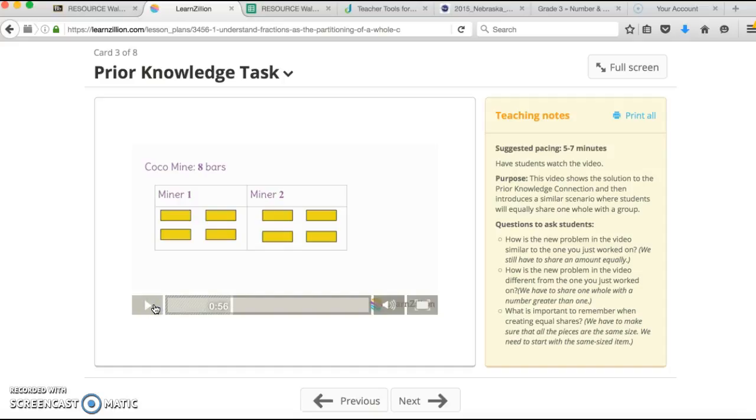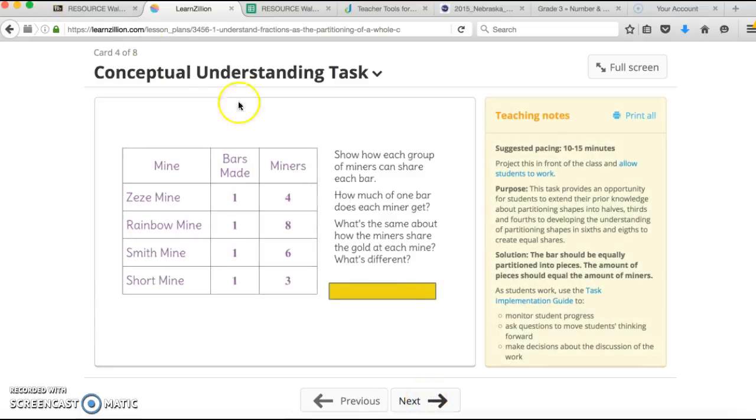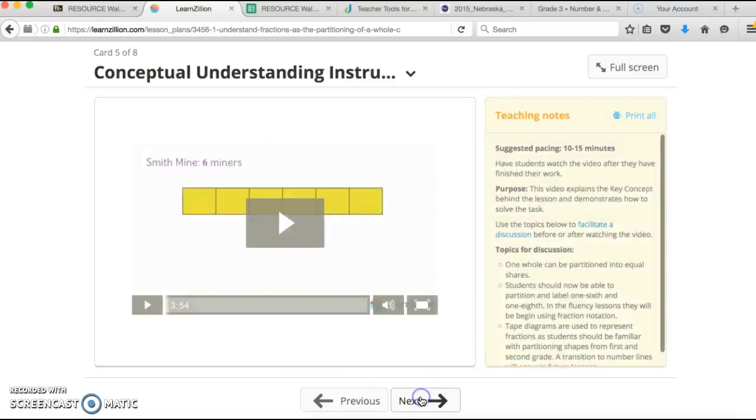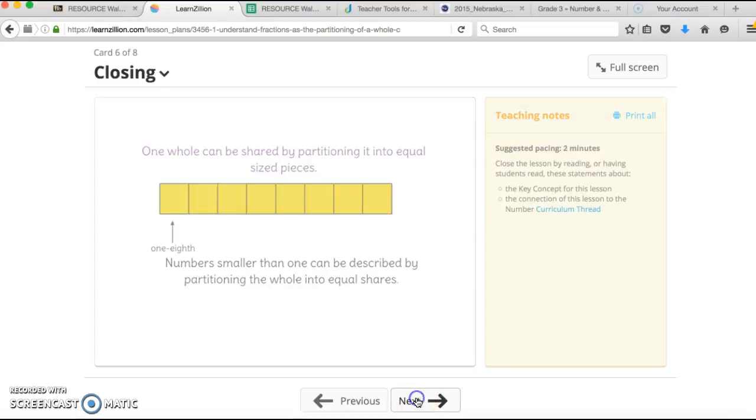All right, so that's where she talked about the partitioning, which was included in the standard. And that does continue on for the rest of the mines. If you keep clicking next, there's more. This is the conceptual understanding task. And then right here you can see it lists different mines and different scenarios for each, just for more practice. There's more videos. There's even a closing, which is great.